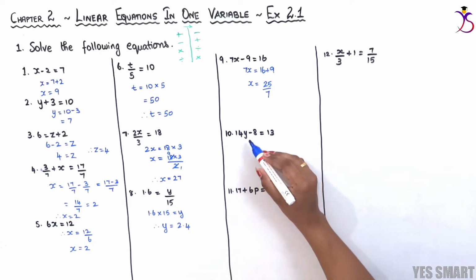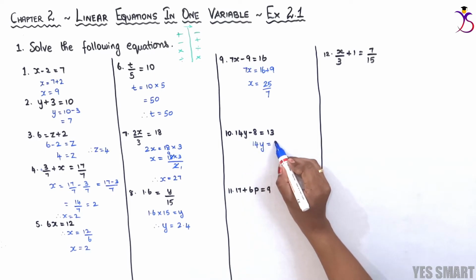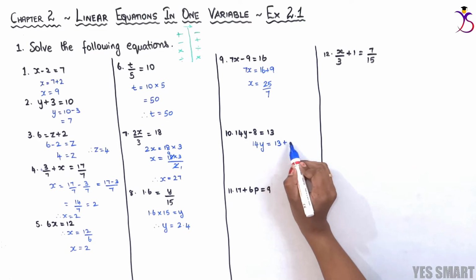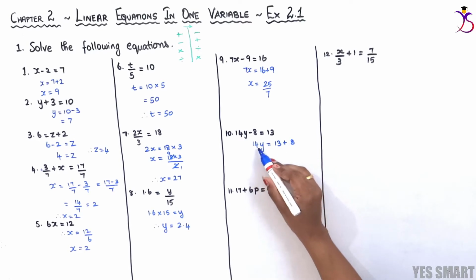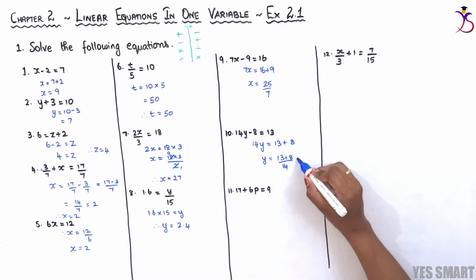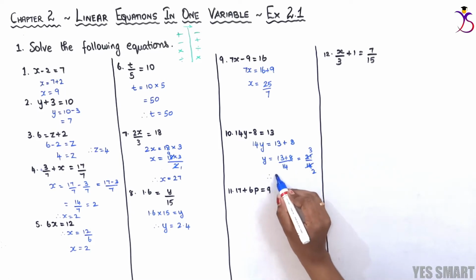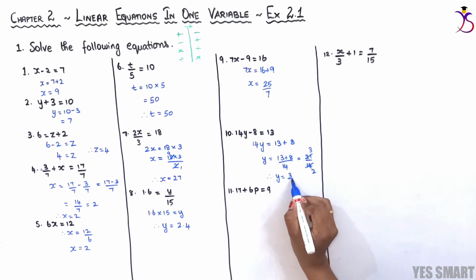Hence, the value of x is 25 by 7. 10th sum, we will transpose minus 8 first. So, 14y equal to 13 plus 8. Now, when we transpose this 14 to the other side, it becomes division. Therefore, y equal to 13 plus 8 by 14. 13 plus 8 is 21. 21 by 14. Let's cancel in 7 table. 7 2s are 14, 7 3s are 21. Therefore, y equal to 3 by 2.